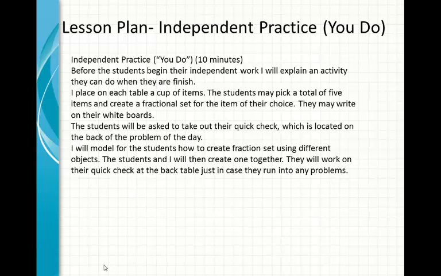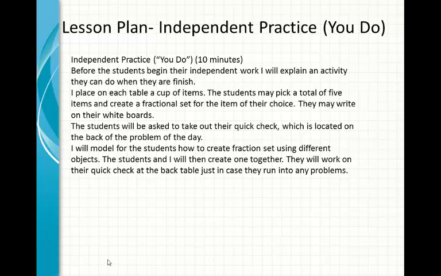Independent practice. You do. Before the students begin their independent work, I will explain an activity they can do when they finish. I will place on each table a cup of items. The students may pick a total of 5 items and create fractional sets for the items of their choice. They may write on their whiteboards.